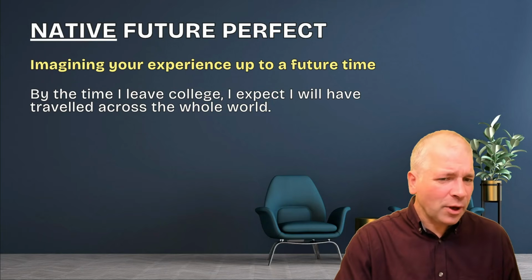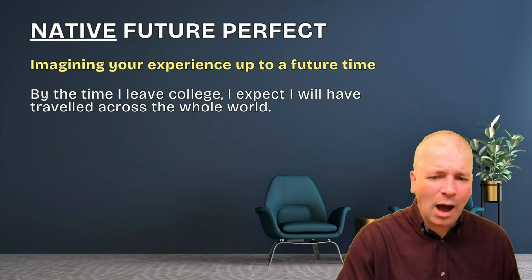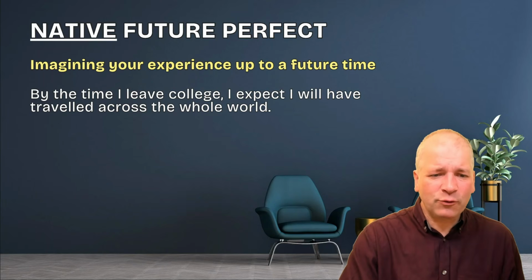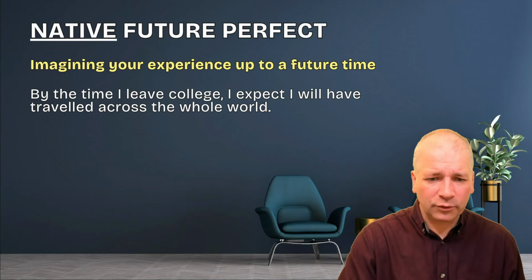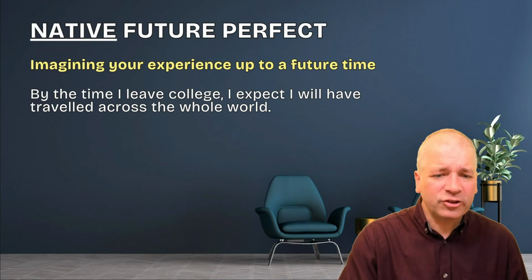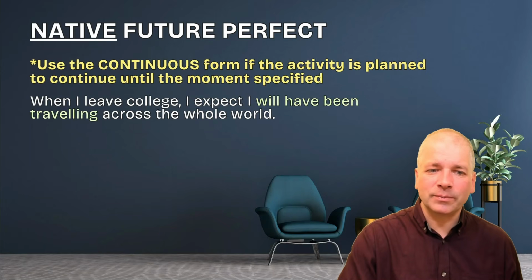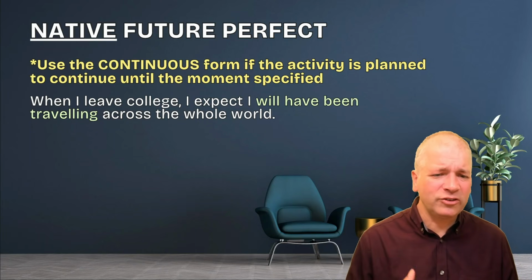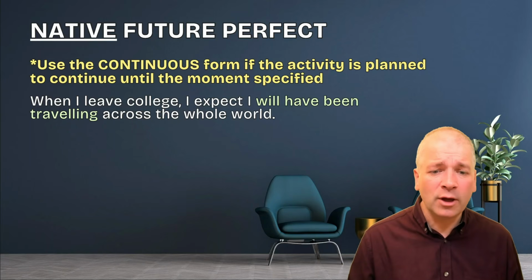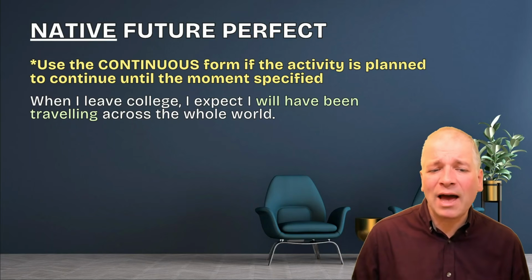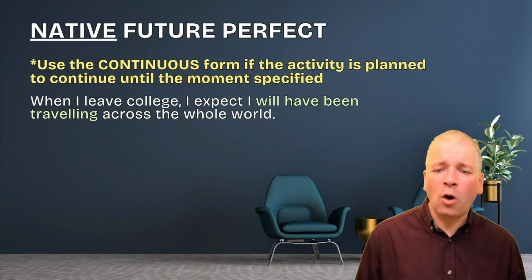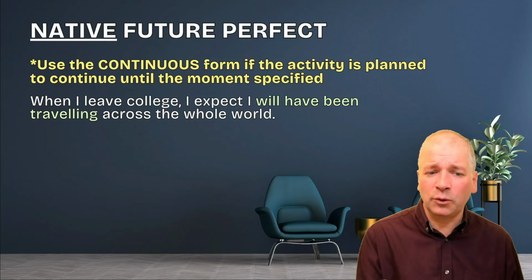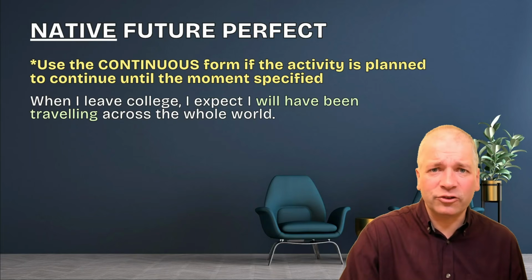You can use the future perfect if you're imagining your experience up to a future time. "By the time I leave college, I expect I will have travelled across the whole world." So that's my imagination up to that future point. And use the continuous form if the activity is planned to continue until the moment specified. "When I leave college, I expect I will have been travelling across the whole world." So the difference here is that the travelling continues until the moment when I leave college.